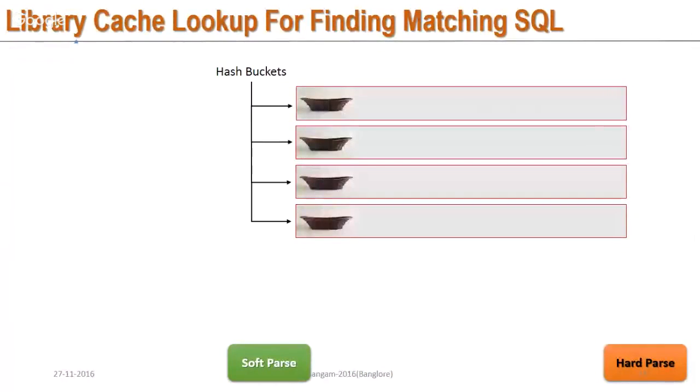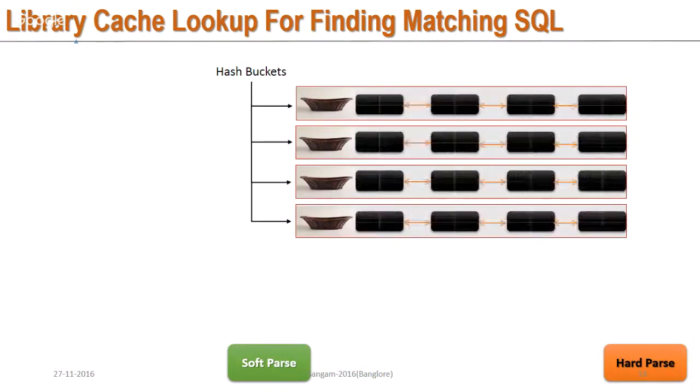This hash table is having a couple of buckets created. So the buckets are going to be there, and these buckets are basically going to be having lots of library cache objects, which are actually going to be linked in the library cache hash buckets with the help of their handles, which are going to be called the object handles.